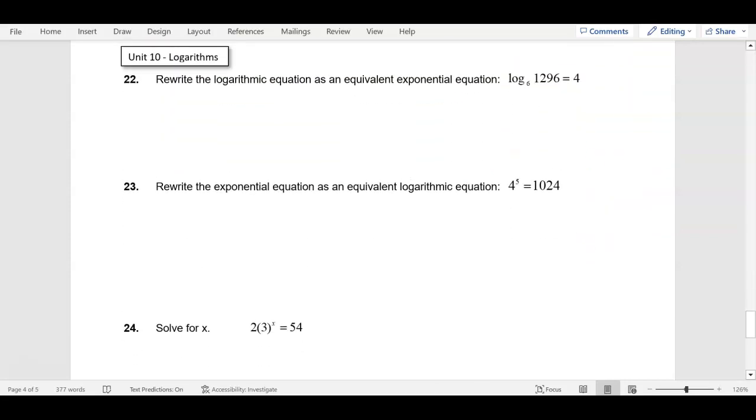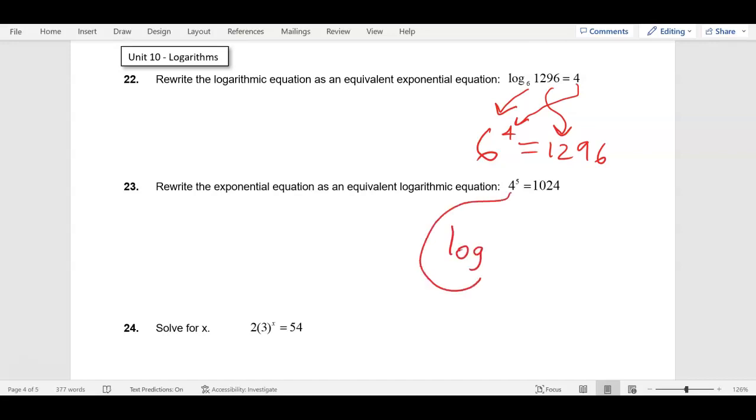All right, let's rewrite this log equation. The base of a log becomes your new exponential base. What it equals is the exponent, and that equals the argument 1296. And then if you're working backwards, you write log. The base of the exponent becomes the base of the log. What it equals becomes the argument, and it always equals the exponent.